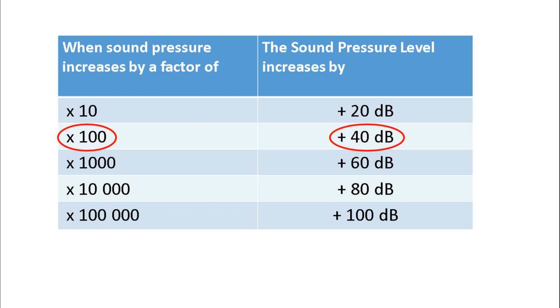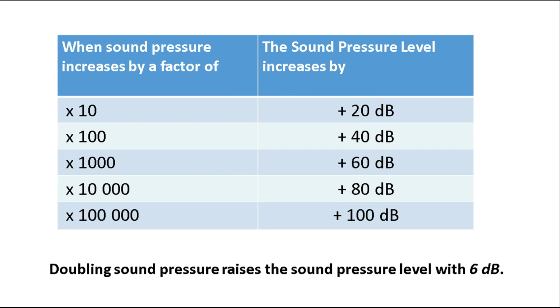And I also want you to understand that if you have two loudspeakers, one of them is 20 dB and the other one is 40 dB, it doesn't mean that the one with 40 dB is twice as loud as the one with 20 dB. That's not the case. As you see from this table, the loudspeaker with 40 dB is 10 times louder than the one with 20 dB. Okay? And one more thing to say is that doubling sound pressure will increase the sound pressure level by 6 dB.